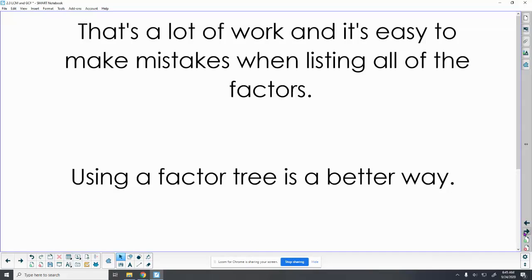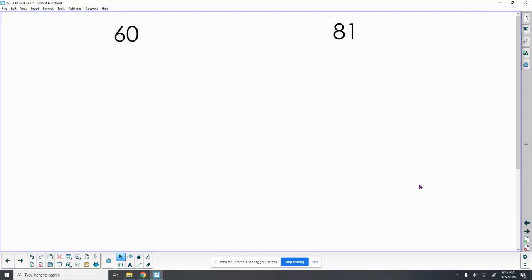Hey, so that's a lot of work sometimes, and it can be easy to make mistakes, like on the number 60 when we're trying to list all of the factors. So here is another way that you can find factors. It's called using a factor tree. So we're going to take a look.